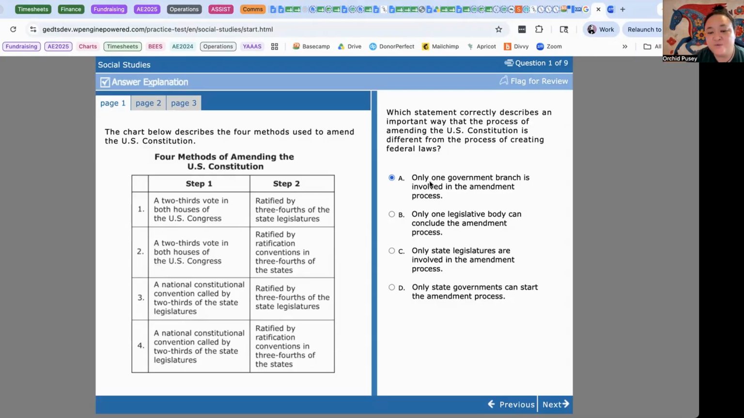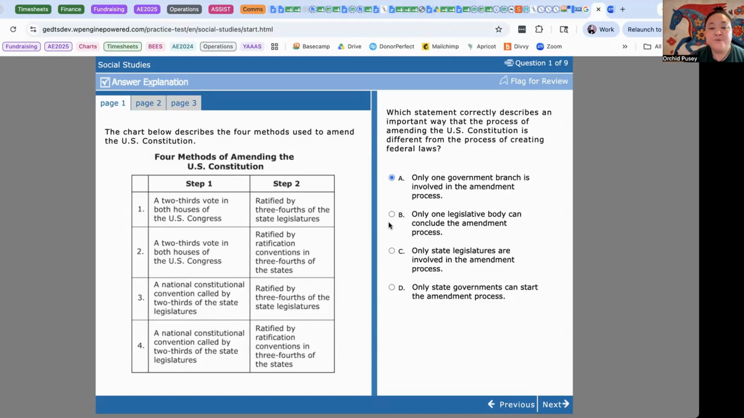So that leaves us with A. Only one government branch is involved in the amendment process. That answer just requires us to know that there are three branches to the US government. And in all this language on the left side, we only see the legislative branch brought up, not the judicial, not the executive.